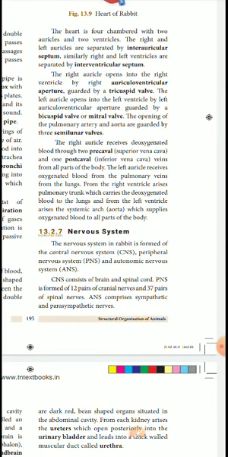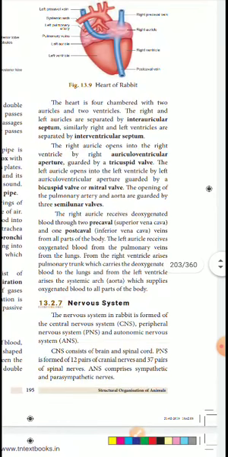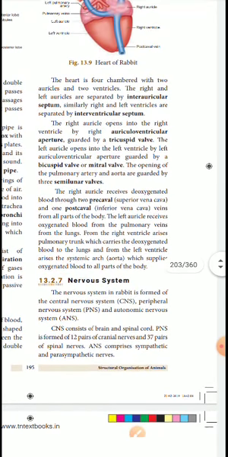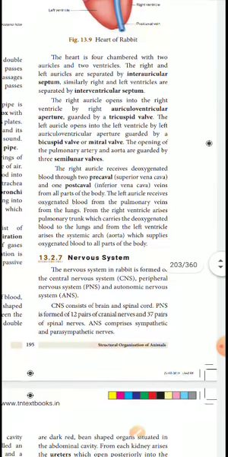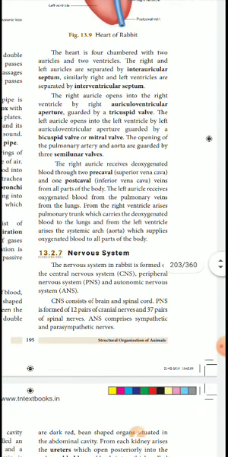The right auricle receives the deoxygenated blood. Note down, what does the right auricle receive? It receives deoxygenated blood. One is the superior vena cava and the other is the inferior vena cava. The superior vena cava we call the precaval, and the inferior vena cava is the postcaval vein. From all parts of the body it receives the deoxygenated blood, the unwanted blood.